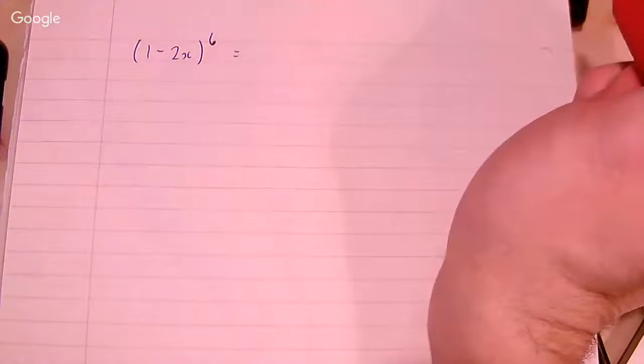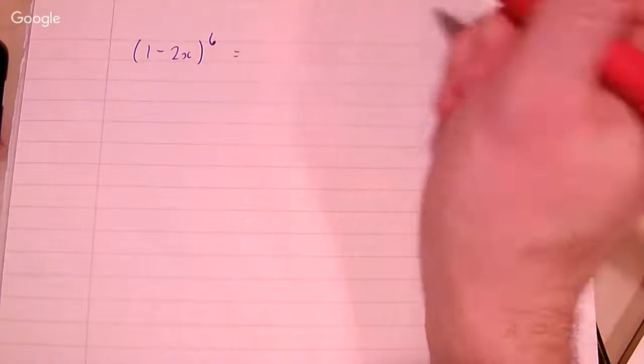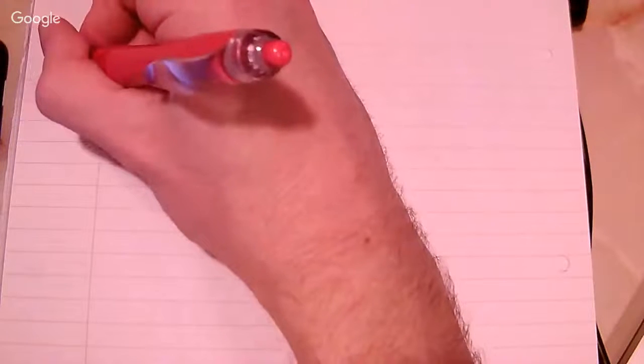Question 4, binomial expansion. So the first thing I would do in this scenario, just try and be very careful with this camera now, is I would write out that we are doing 1 minus 2x to the power 6. Because it's the power 6, I'm going to start working out Pascal's triangle. I wouldn't bother going through the formula for this. I find it easier to just use Pascal's triangle, but it's whatever you find easiest.